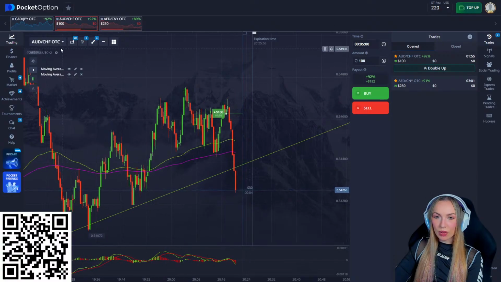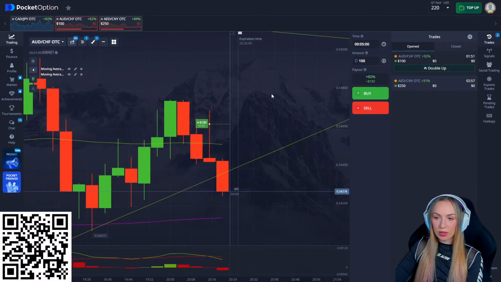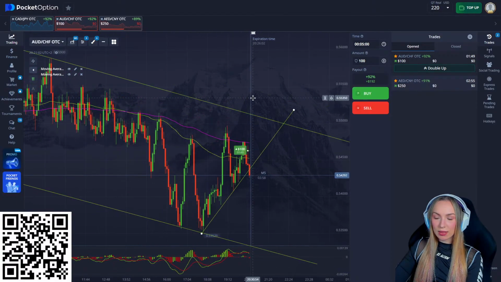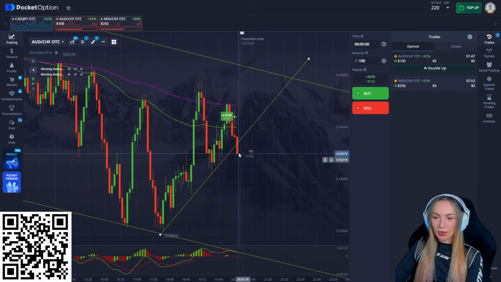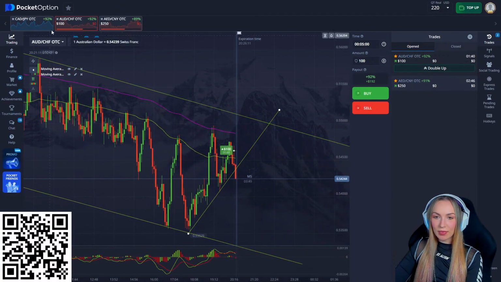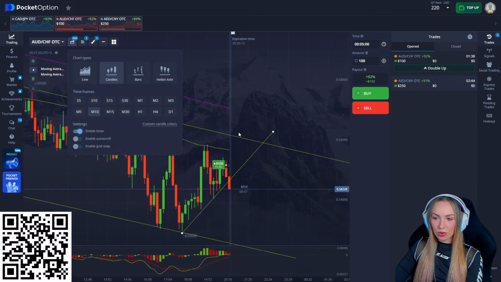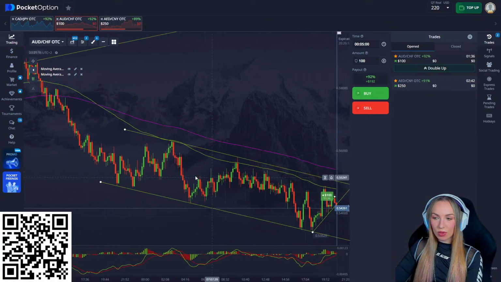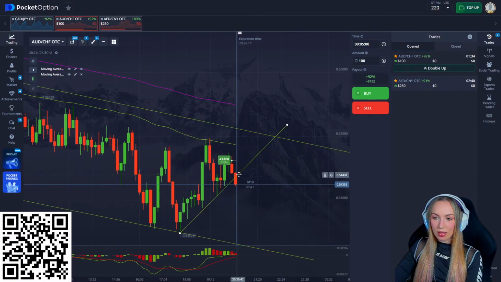Oh no, look, AUDCHF just broke the support. Oh, so it actually went down. You see on the 5 minutes time frame, I drew here the downward channel, so I thought that the price will touch here and go up again. But no, it broke the support and now it goes to this support.